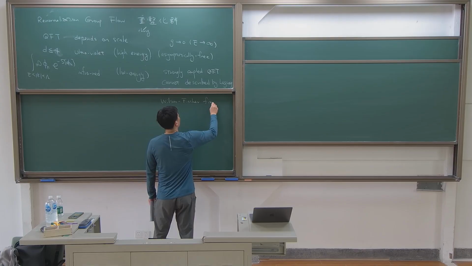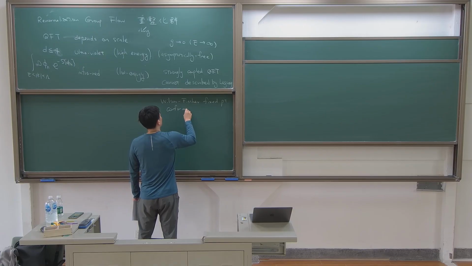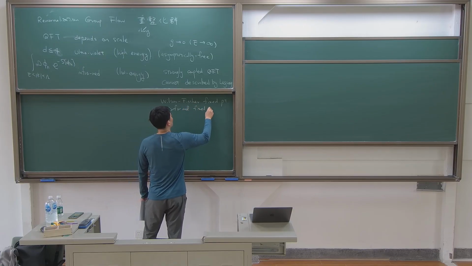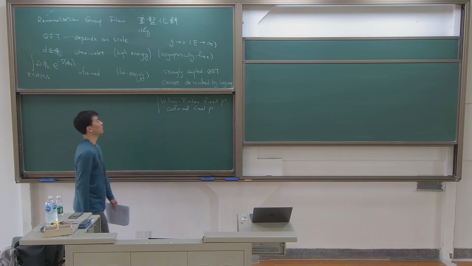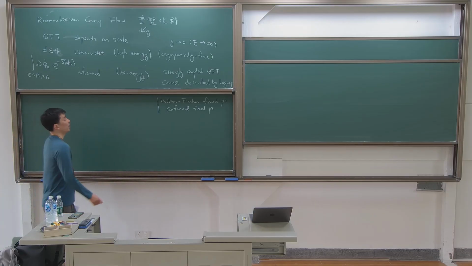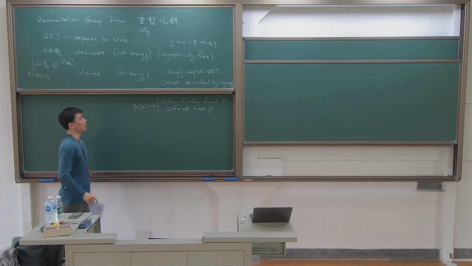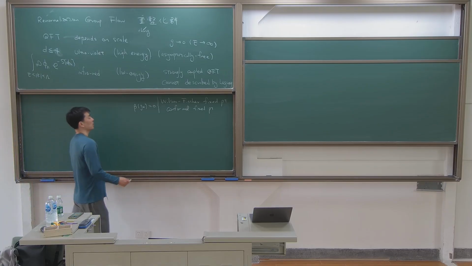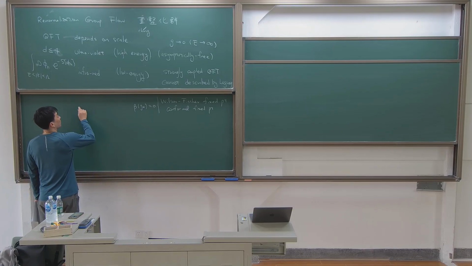fixed point, or conformal fixed point. The two are the very same thing, where the coupling constant does not flow, where g star is usually very big. And at this point the theory is described by a conformal field theory, so people often call it IR CFT.